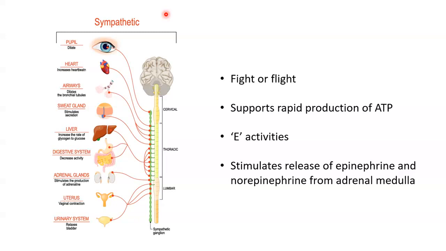And then we also have an increase in the breakdown of glycogen to glucose in the liver. So we store our glucose as glycogen in the liver, and then we break it down and put it back into our blood when we need to use it. So all of these examples are activities that would benefit you in an emergency or a fight or flight situation.